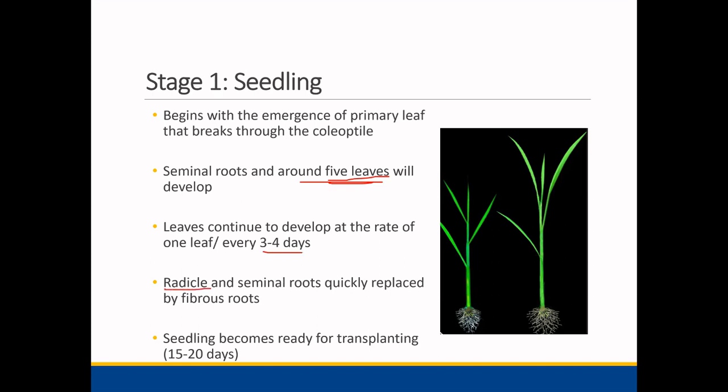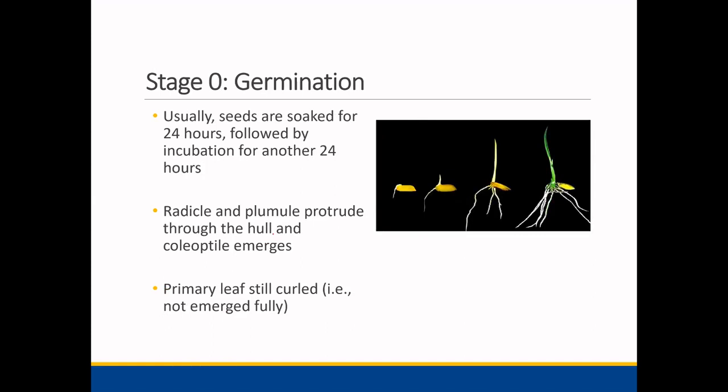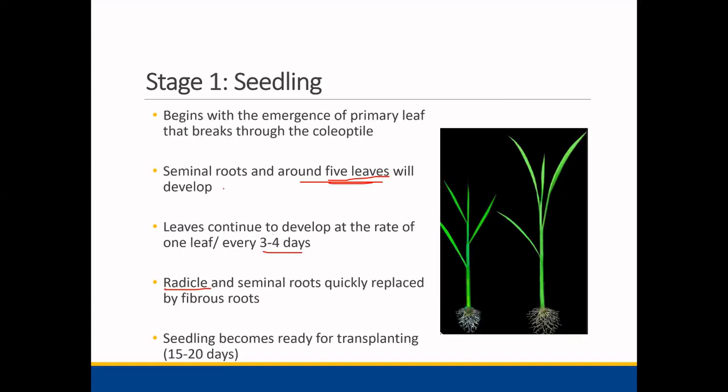And then the radicle and seminal roots are quickly replaced by fibrous roots. I said the radicle is the initial part of the root, and then they turn into seminal roots and are quickly replaced by these fibrous roots, because it's a monocot plant. Then they can quickly absorb water and nutrients, and they can grow. So the seedling becomes ready.